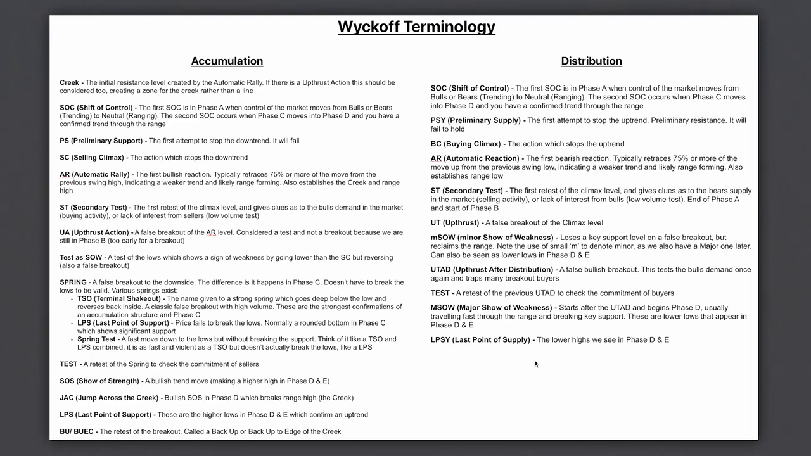We also have a shift of control. Shift of control is the most important part of the entire thing. There are two of them, the first of which is in phase A, and that's when control of the market moves from bulls or bears, i.e. trending, to neutral, which is ranging. The second shift of control occurs when phase C moves into phase D, and you confirm a trend through the range.